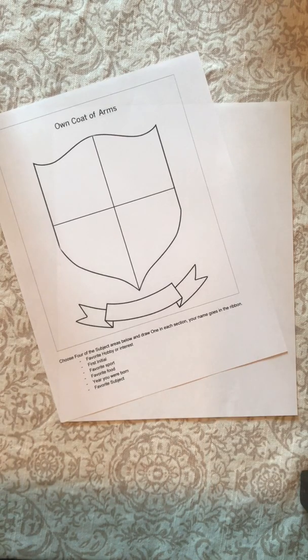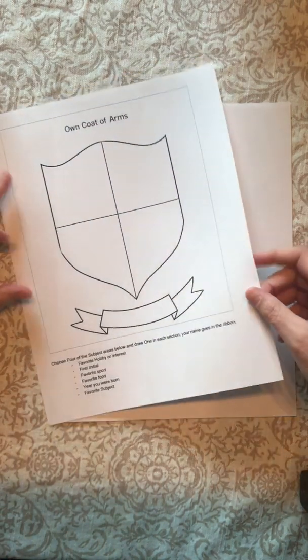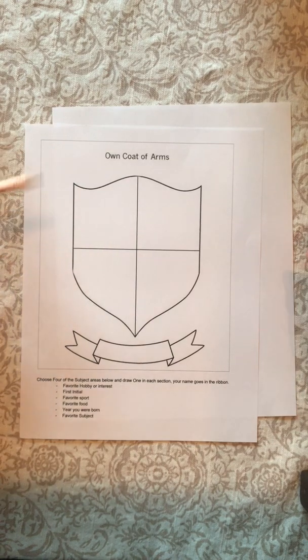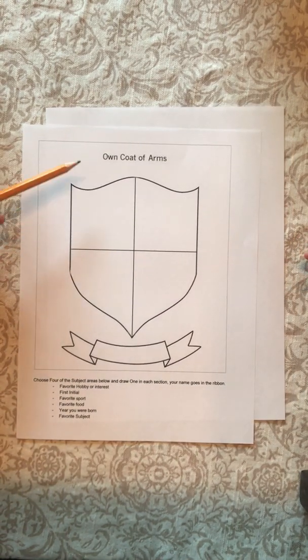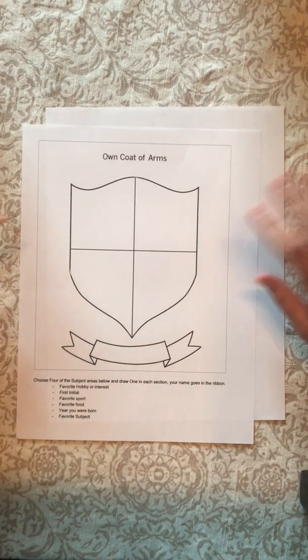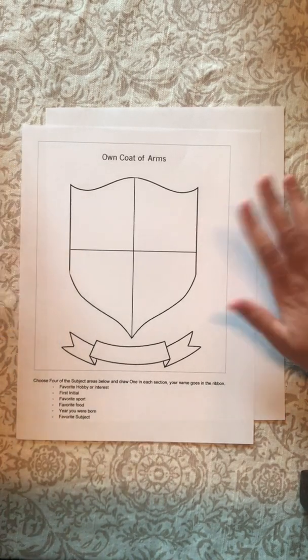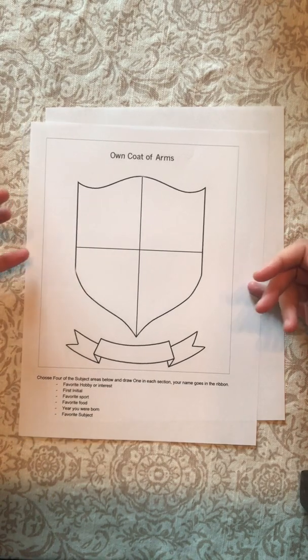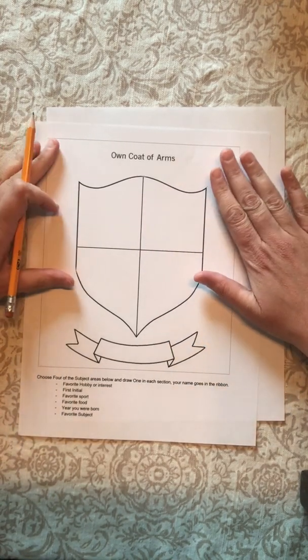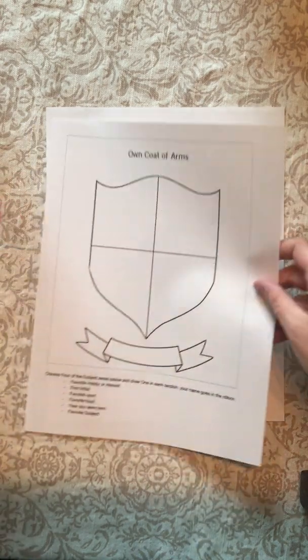Today, or this week actually, I want you to draw your own coat of arms. So you're going to find this lesson on the Google Classroom, and everything that I have posted for you is on there. There's a video of what a coat of arms is. There is also the document that you're going to find, this paper. I have posted this on Google Classroom for you, and this is your own coat of arms.